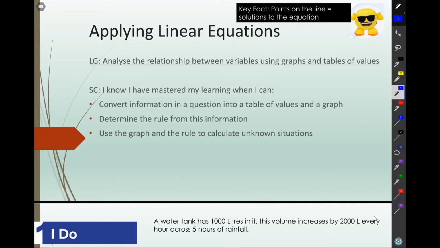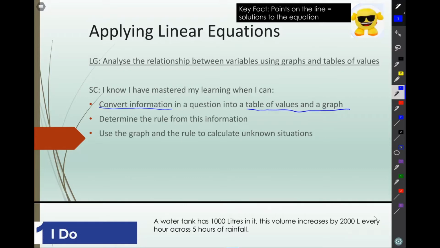This lesson we're doing today is, I guess, the result or the application of the skill we learnt yesterday. We're going to use what we learnt about finding solutions to an equation as points on a line, and apply that to some practical situations. We're going to be given a problem in words, with some information in a question, and we need to turn it into a table of values and plot it on a graph.